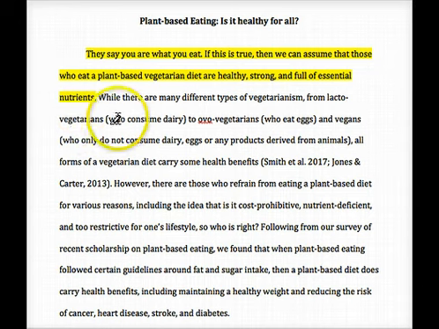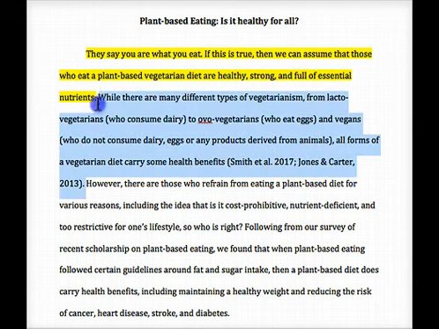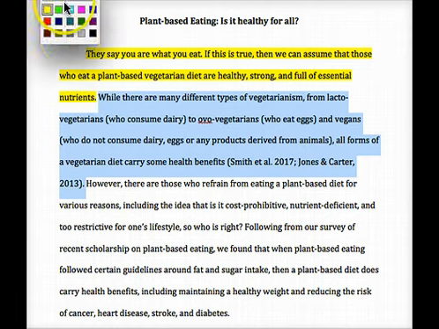This next part: while there are many different types of vegetarianism, from lacto-vegetarians who consume dairy to ovo-vegetarians who eat eggs, and vegans who do not consume dairy, eggs, or any products derived from animals, all forms of a vegetarian diet carry some health benefits. Okay, so that's our next sentence.